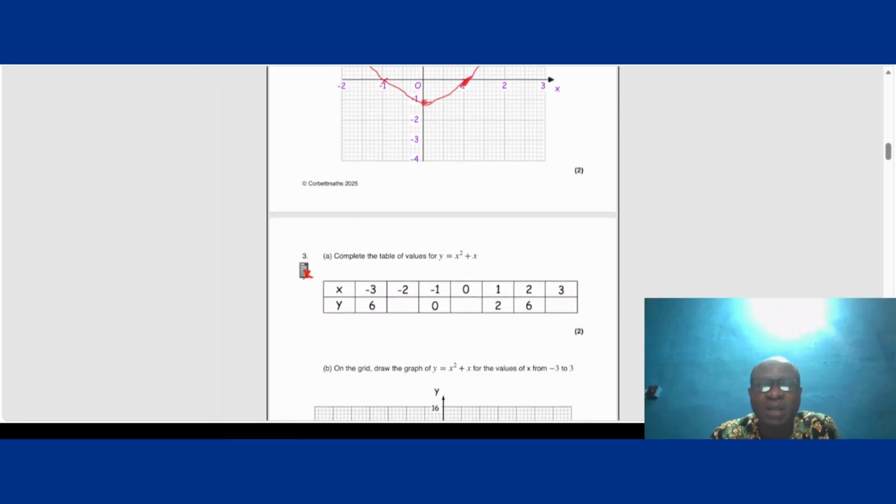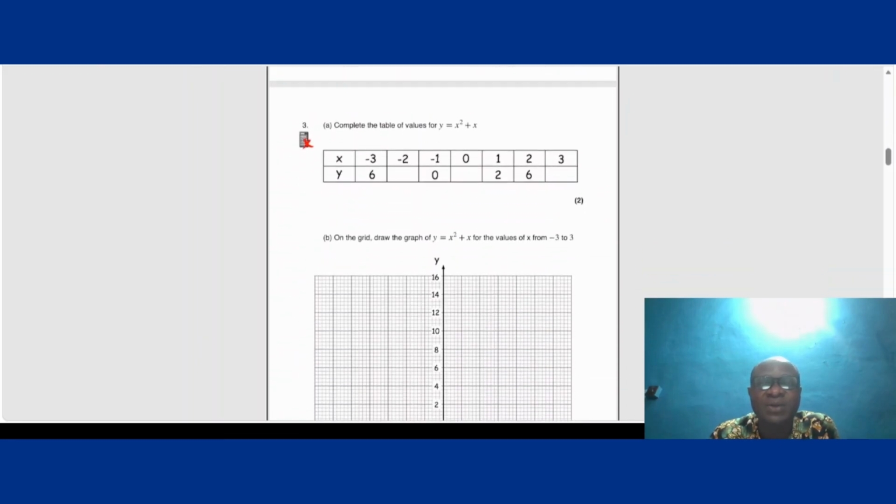So the next one, some values are missing, about 3 of them. Look at the graph we are doing. Look at it here. So the first one, when x is what? Minus 2. Are you listening? Yeah. Minus 2 squared plus minus 2. That will give us positive 4 minus 2, which is equal to 2. So here will be 2.